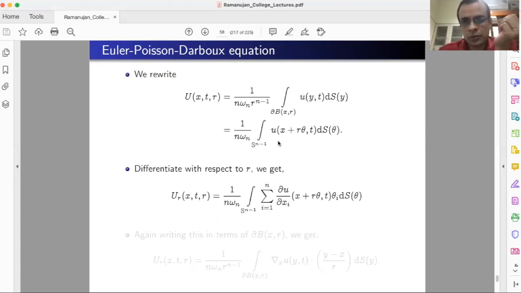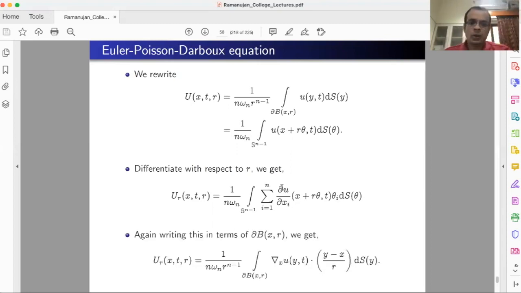Now that we have made the region of integration independent of r, let's differentiate. Differentiating with respect to r, what do I get? I need to consider du dxi times theta i, with the summation from i equals 1 to n, by the chain rule. Notice that this is an expression we have already seen before. It's quite parallel to what we did in the context of the Laplace equation. Now I want to suitably interpret this.